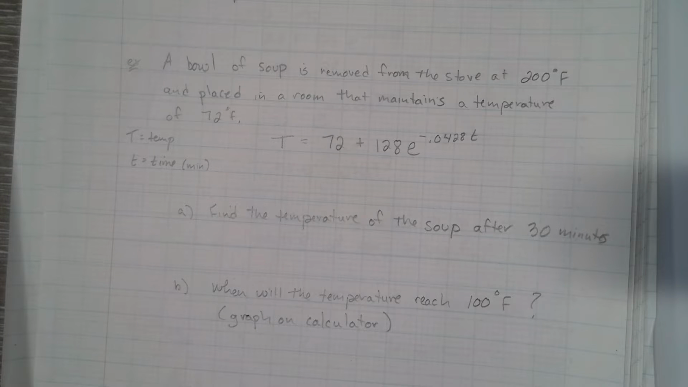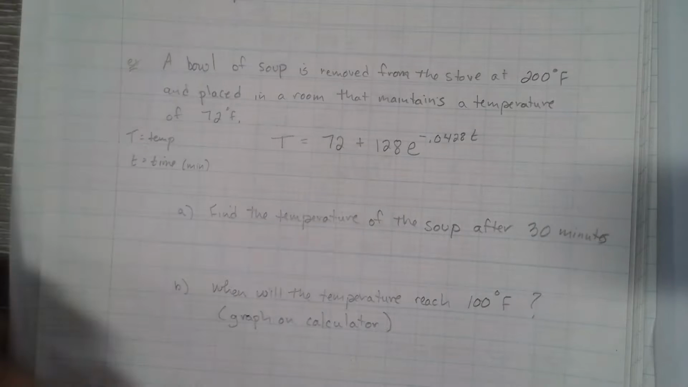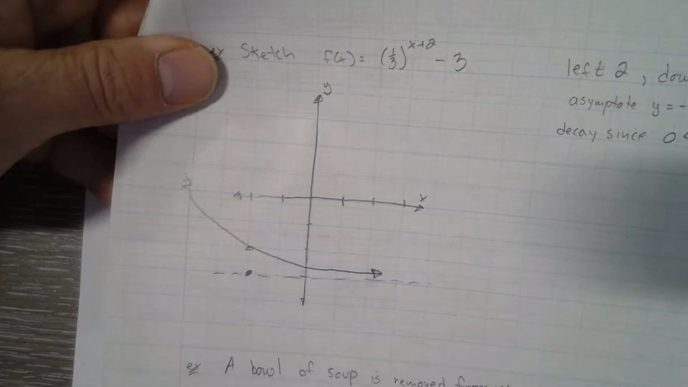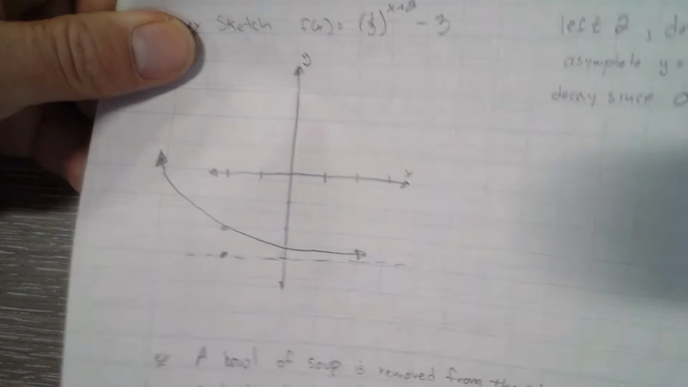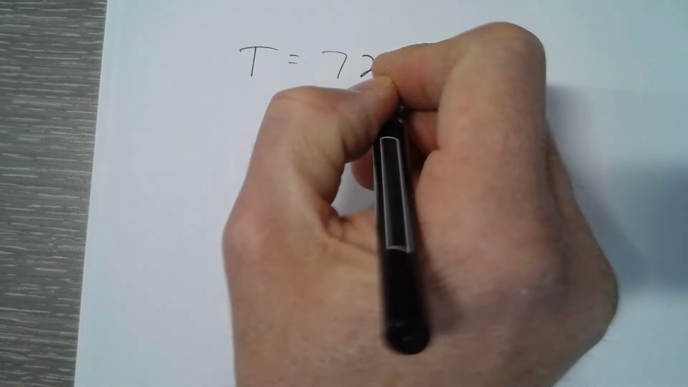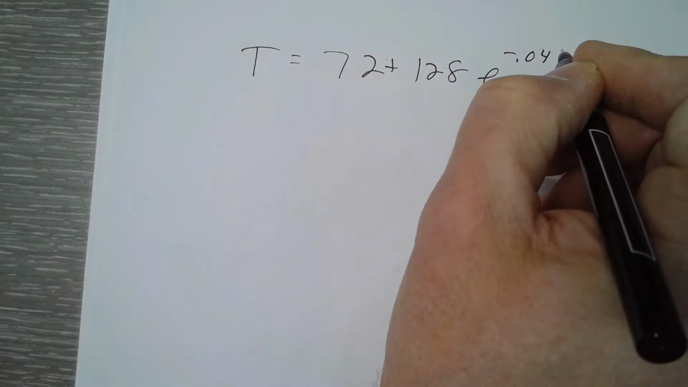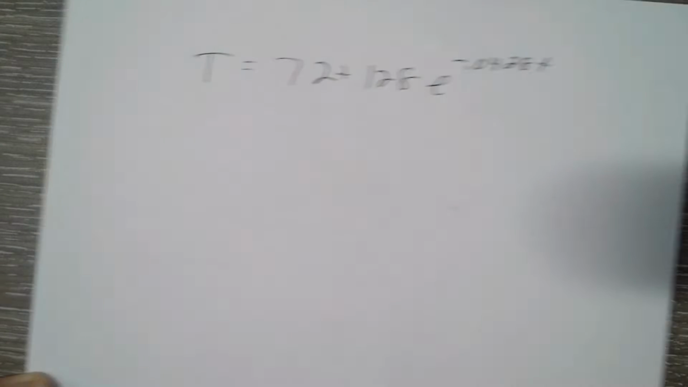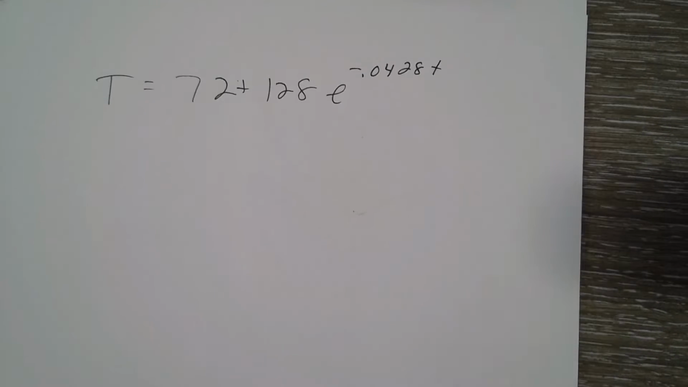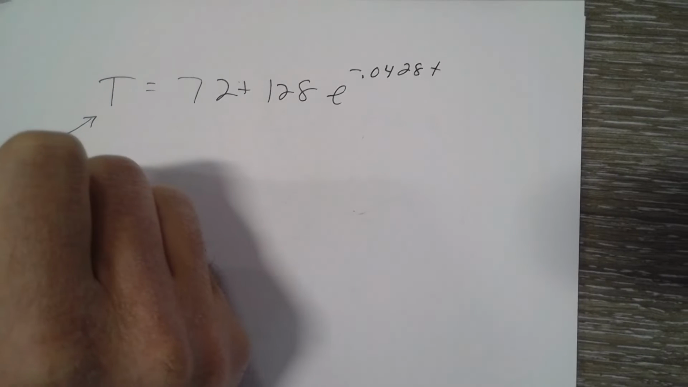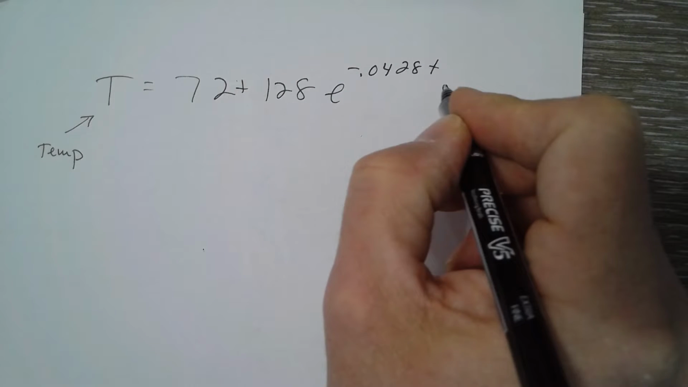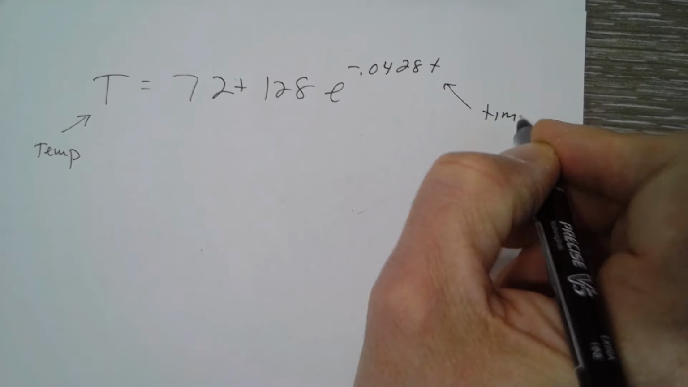I like it. Okay, so it's going to be exponential. It's going to be kind of like the one up above. It's going to start, and it's going to go down, and it's eventually going to become really, really close to the room temperature of 72 degrees. So the equation, T equals 72 plus 128 e to the negative 0.0428 t, where capital T is the temp, and lowercase t is the time, probably in minutes here.